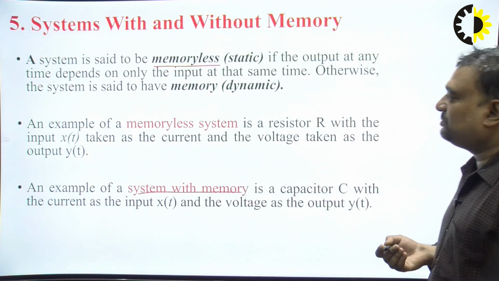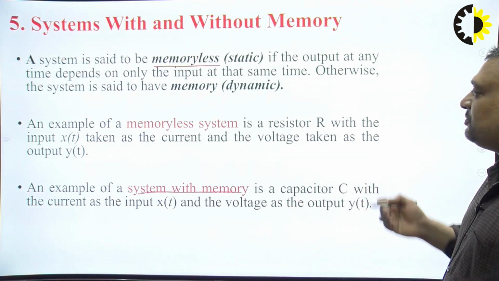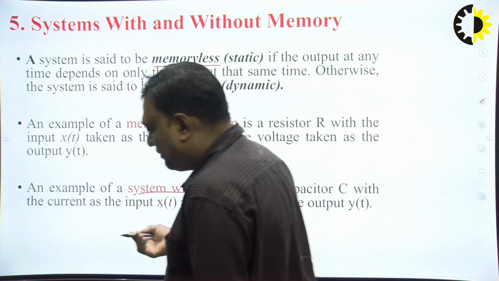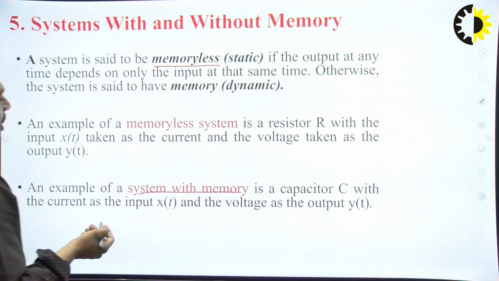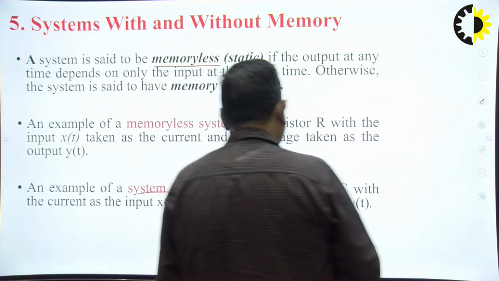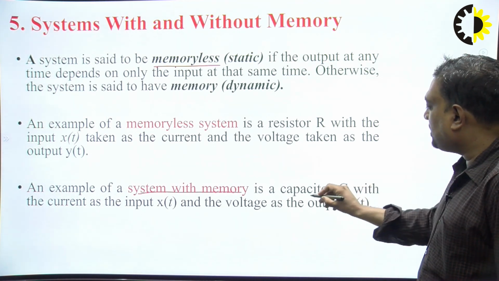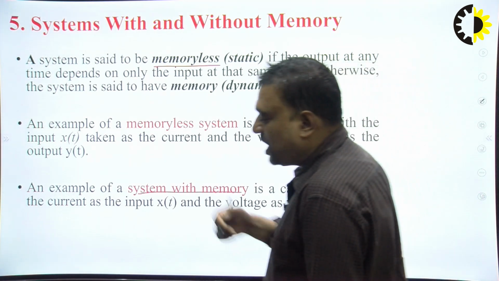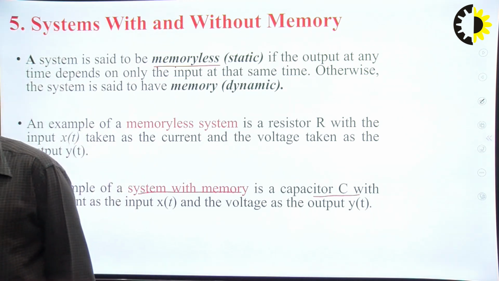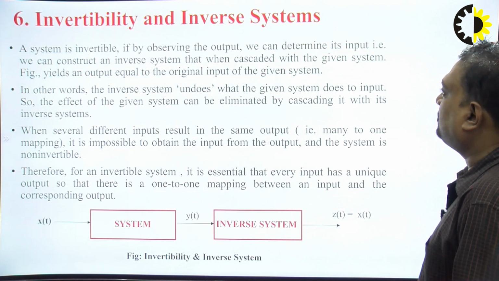An example of a memoryless system is a resistive network. In a resistive network you do not have any memory, so you only apply input and you get the output. For a system with memory, you can take an RC network. In this case the voltage across the capacitor will act as the past value of the input, so memory is required to store it. That type of system is basically a dynamic system.